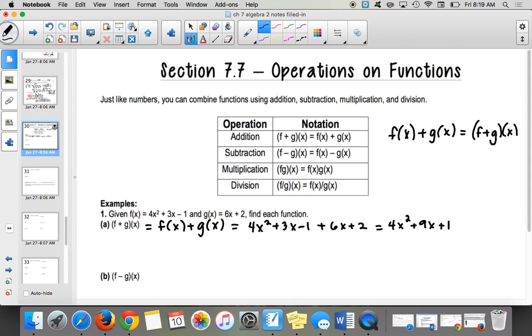Chris, you gotta go sign in the front. Sorry, I just took attendance. Run down there and sign in.